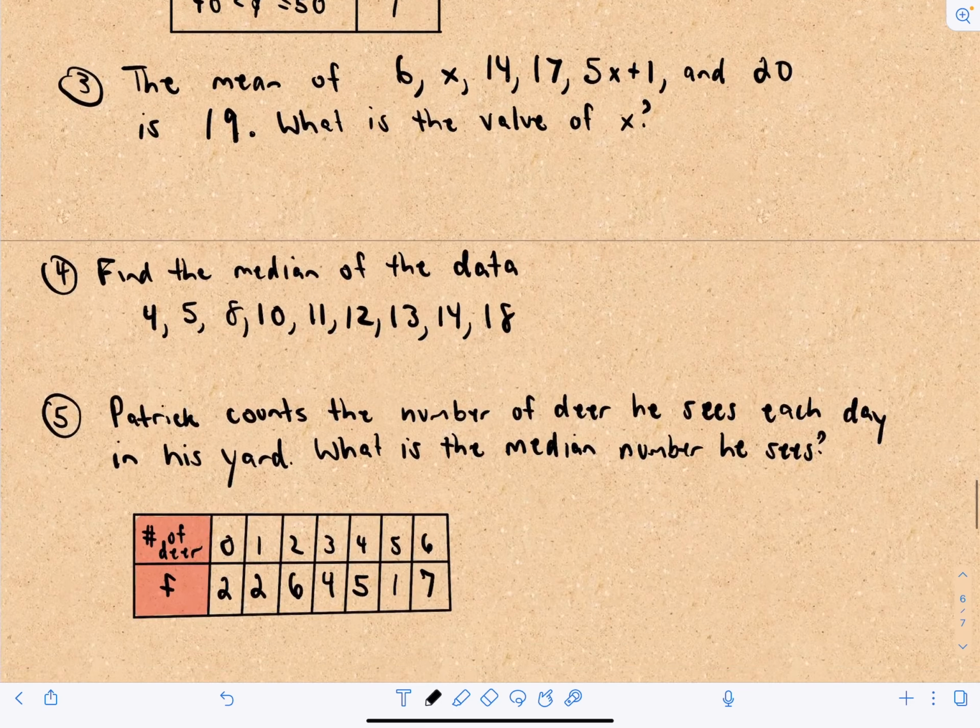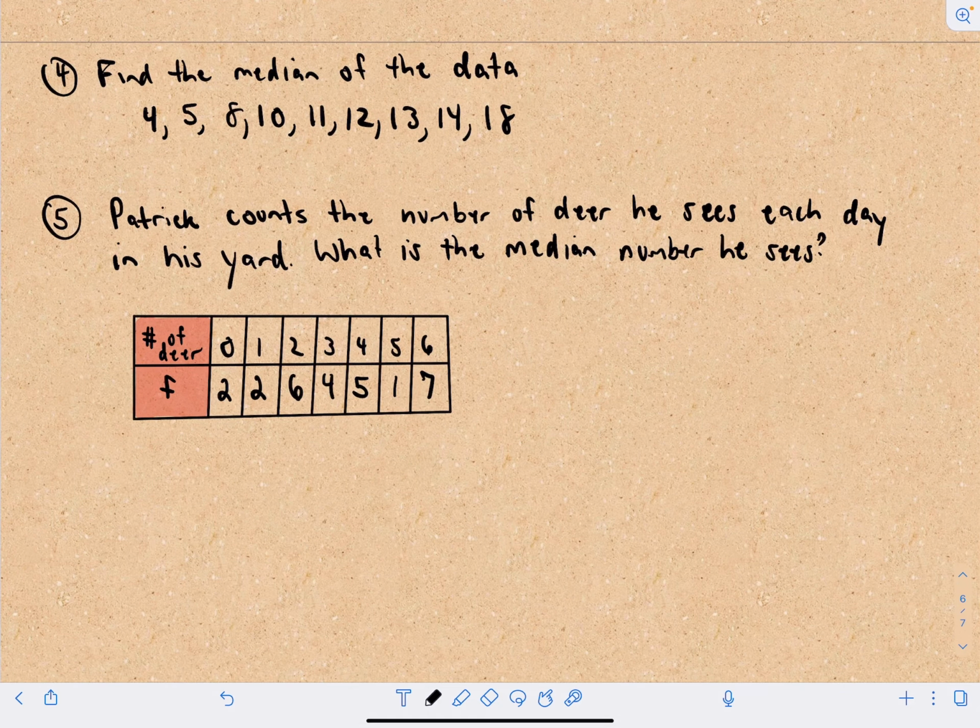So 3, another question about averages. 4 is just about median. 5, again, another question about median.